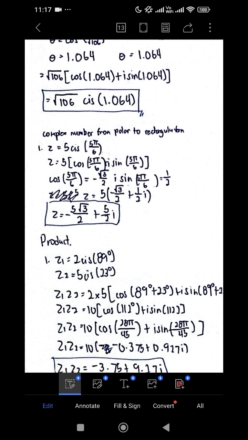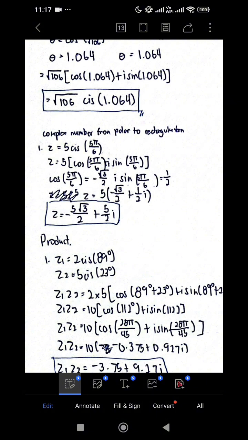The given here is z is equal to 5 cis (5 pi over 6). Z is equal to 5 [cosine (5 pi over 6) plus i sine (5 pi over 6)]. Then cosine, when we evaluate, cosine (5 pi over 6) is equal to negative square root of 3 over 2, and sine (5 pi over 6) is equal to 1 half.